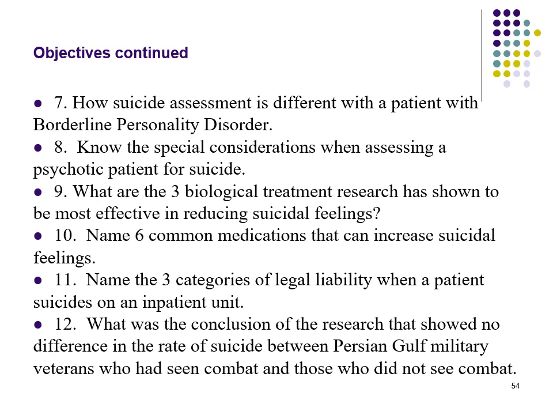Number 11, the 3 categories of legal liability when a patient suicides on an inpatient unit. What we're referring to here, the first one is that they weren't correctly assessed at the level of suicidality that they were. They weren't assessed correctly. Number 2, they were assessed correctly, but the correct level of observation was not ordered. So you assess them as high risk, but then you didn't get them a one-to-one staff, or even restrain them if they were really that suicidal.